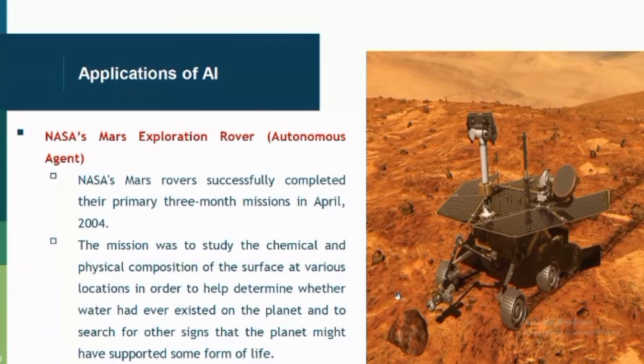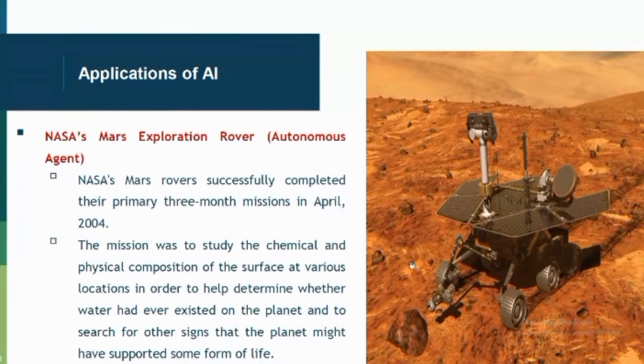So this program was launched by NASA in 2004 to check the existence of life on the planet Mars. Okay, to check the existence of water, to check the physical composition, to check the chemical composition on the planet Mars. So this was a very famous program launched by NASA, and that is one of the best examples of AI.